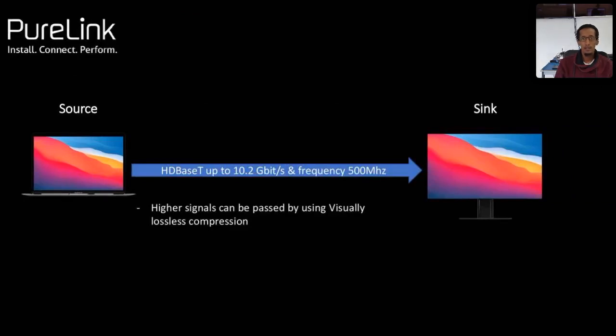So with HDBaseT, we're supporting 10.2 gigabits over the CAT cable and a frequency up to 500 megahertz. Higher signals can also be passed over HDBaseT, but then we have to use visually lossless compression. And the name already says it, visually lossless. It means you will not notice on your image quality that there is any kind of compression on your signal, but there is a small compression to transmit, for example, a 4K 444 signal, 60 hertz, over the HDBaseT line. Without the compression, with HDBaseT, you would not be able to transmit the 4K 444 signal, for example.